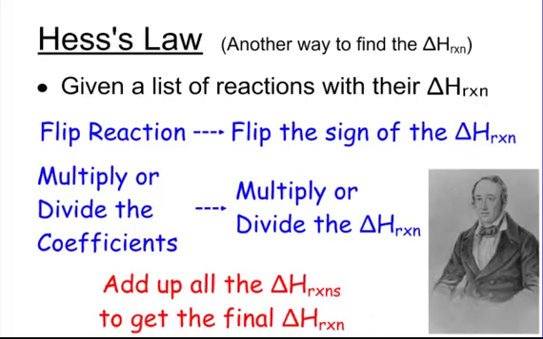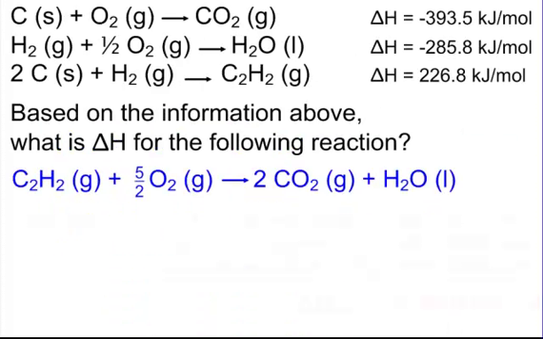Let me give you an example of what Hess's law is. Take a look at this example. We have 3 reactions, a list of reactions, so we're going to do Hess's law. We have a first reaction where we're producing carbon dioxide gas, a second reaction where we're producing liquid water, and a third reaction where we're producing C2H2, which is ethine, the one with the triple bond in the middle. And it says, based on the information above, what is the delta H for the following reaction? And you can see the reaction in blue is the combustion of ethine.